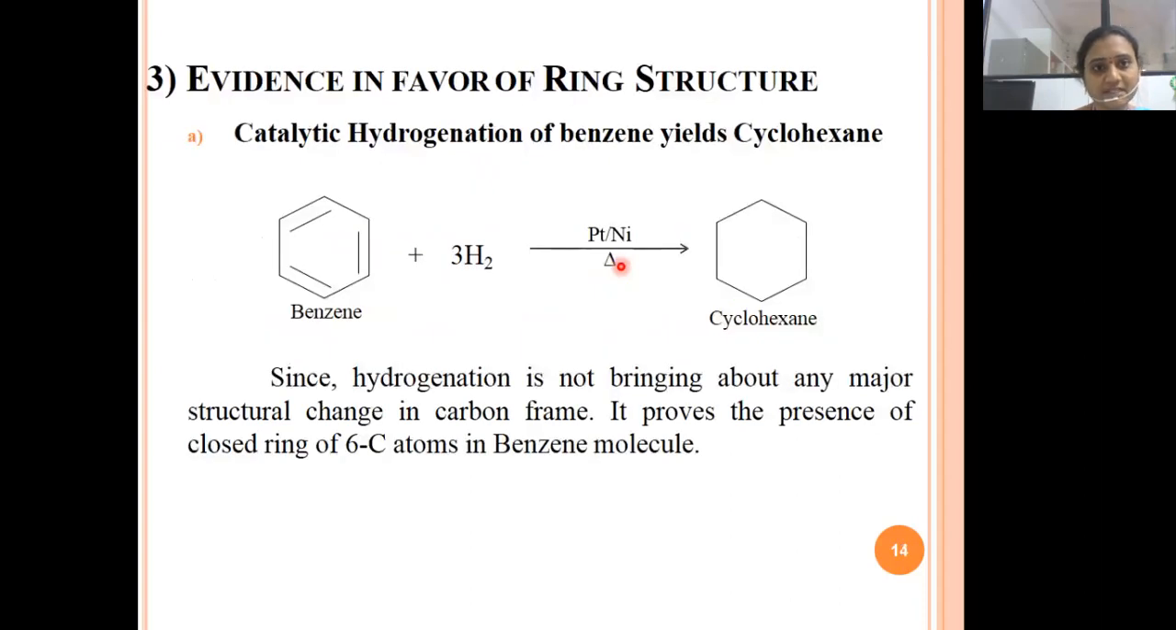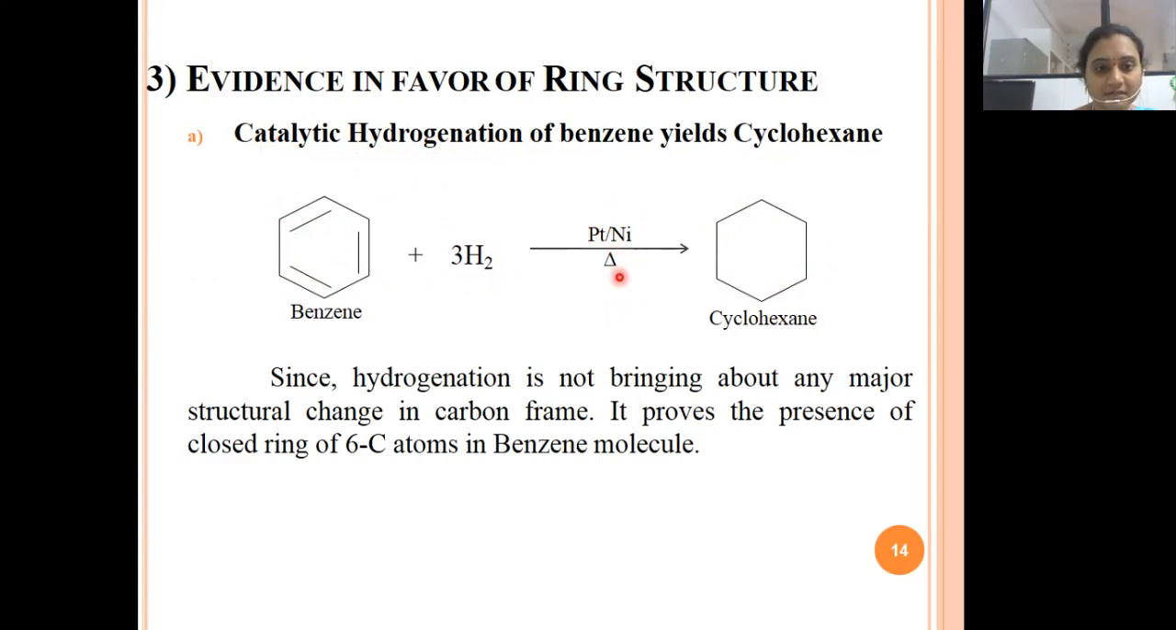So, evidence in favor of ring structure. The first one is catalytic hydrogenation of benzene to cyclohexane. It is also called a hydrogenation reaction. So these three hydrogens will go and add to these three double bonds. Unsaturated compounds become saturated compounds here in the presence of platinum or nickel catalyst. That is why we call it catalytic hydrogenation.